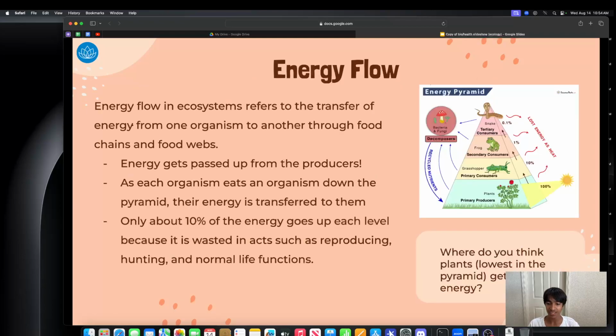And then this is relating to what we just learned. This is energy flow. Energy flow in an ecosystem refers to the transfer of energy from one organism to another through food chains and food webs. Energy gets passed up from the producers.